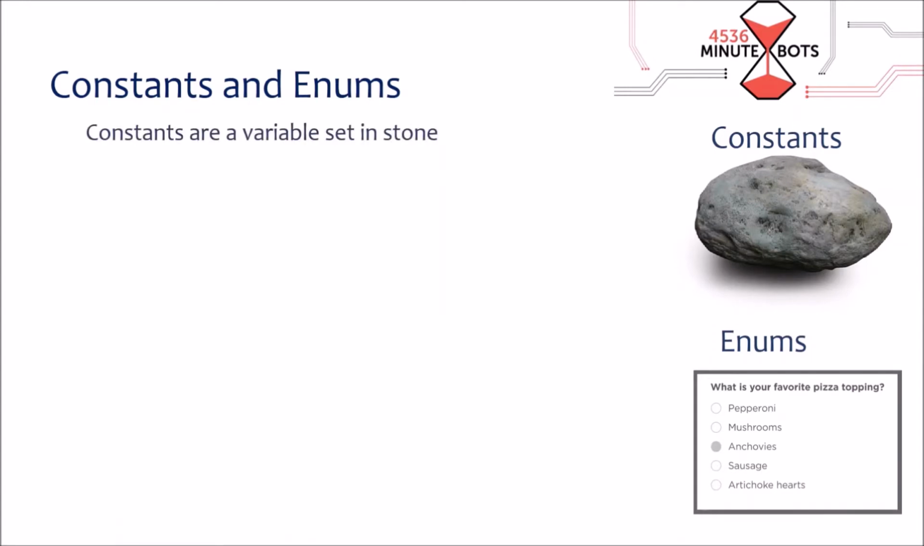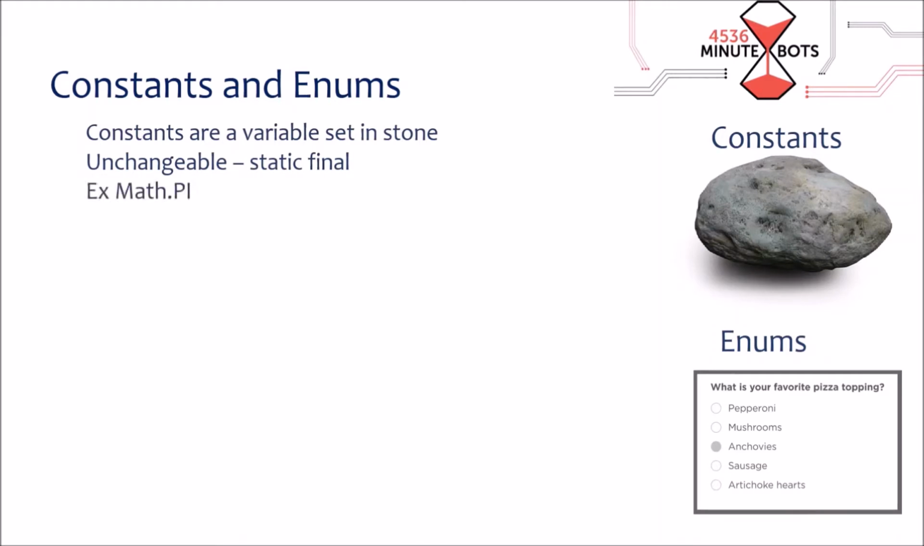Constants, like I said, are a variable set in stone. They're a variable which is unchanging. And there's only one of them. This is accomplished by using two keywords when you declare the variable, static and final. Static means there's only one, and you can reference it without having to instantiate anything. It's just available. Final means it is unchanging. It is the rock. You cannot change constants.